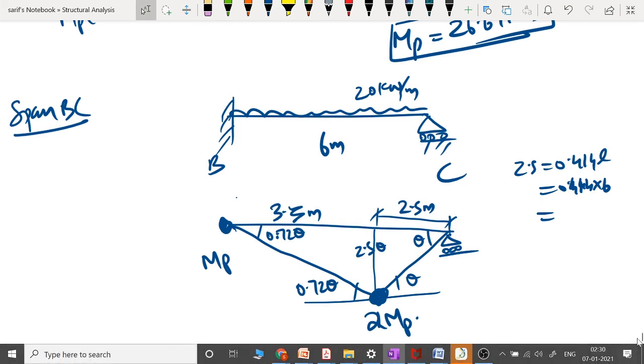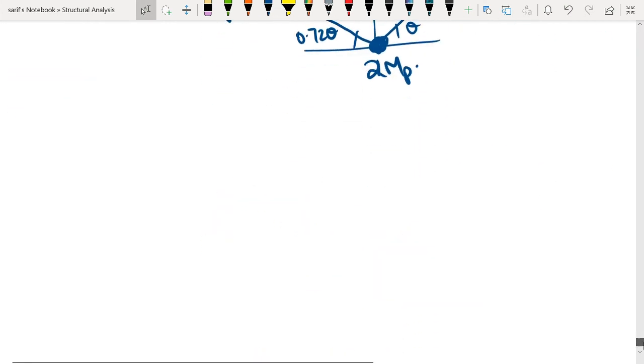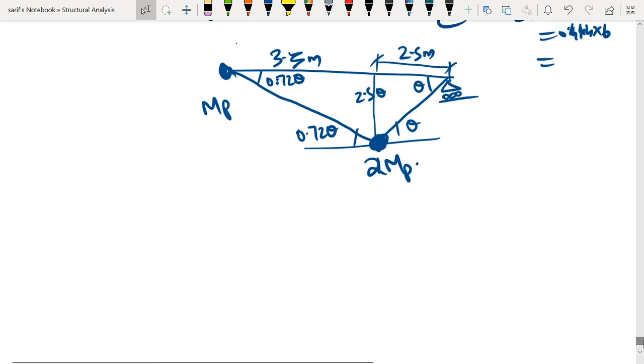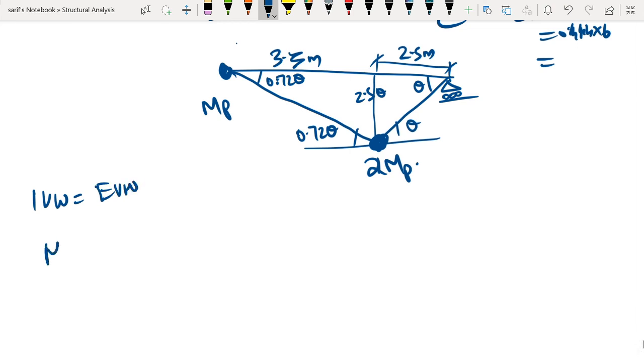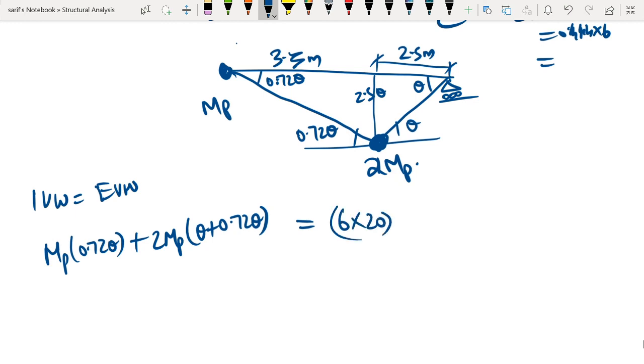Now the geometry is completed, so we can apply the virtual work equation. That is, internal virtual work is equal to external virtual work. The internal virtual work is MP into 0.72 theta plus 2MP into theta plus 0.72 theta. This is equal to the work done. The work done is 6 into 20, that is the total load multiplied by the average displacement.